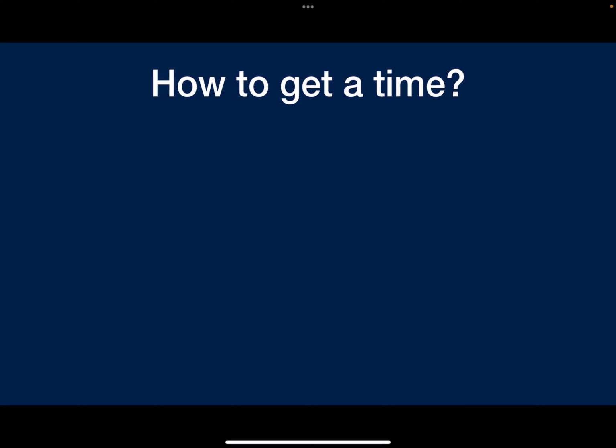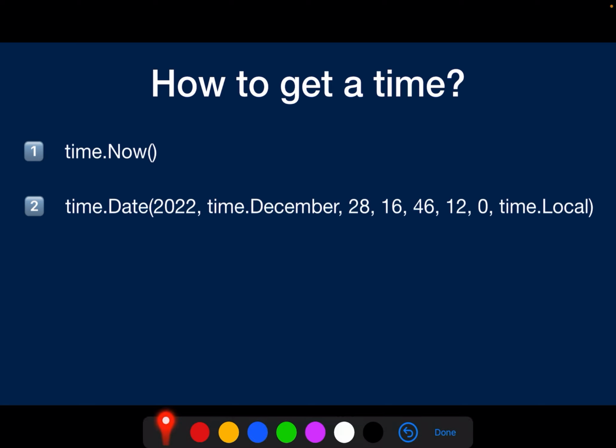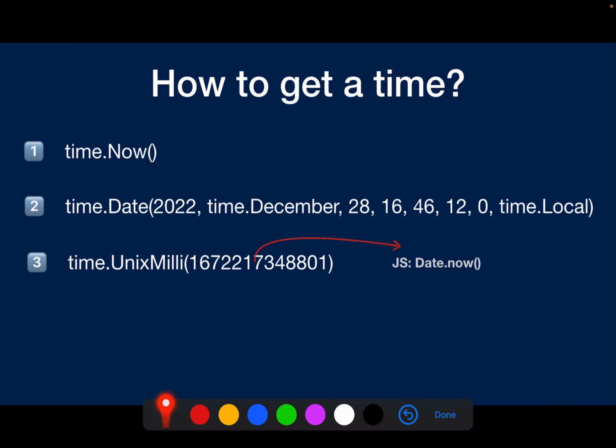So how to get a time in Go? First, we can use time.Now, which returns the current moment in runtime. Secondly, we can use time.Date and pass everything we need in a time. So year, month, date, hour, minute, second, nanosecond, and time zone. The third way is to convert from milliseconds in Unix format. For example, here it's a millisecond since January the 1st, 1970. I got it from JavaScript Date.now.